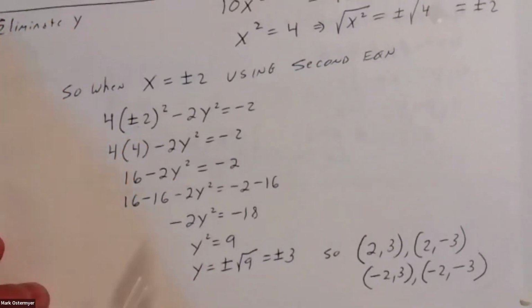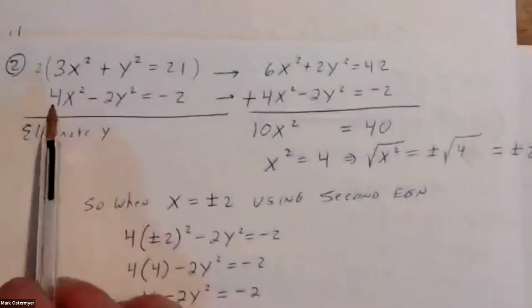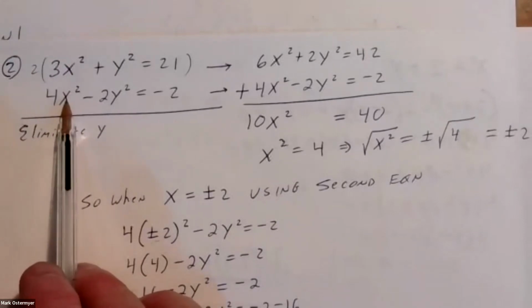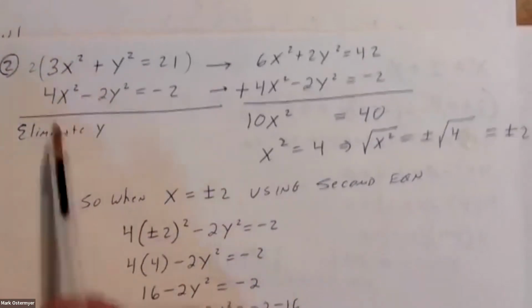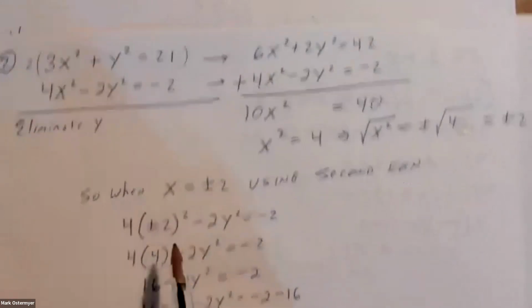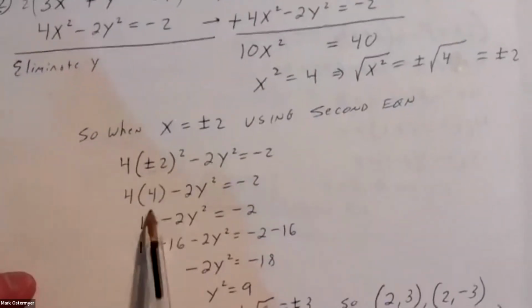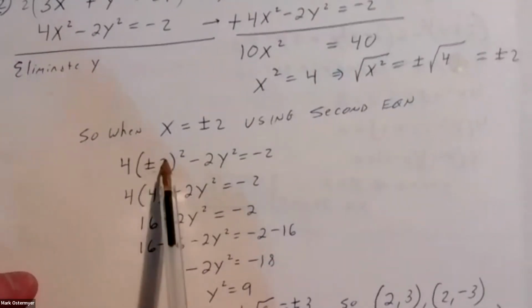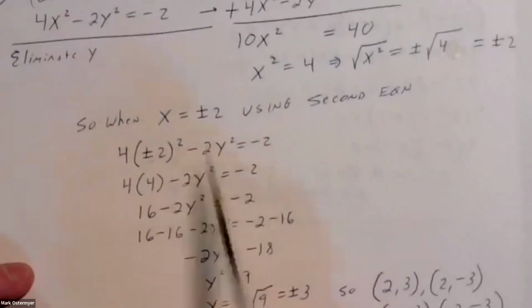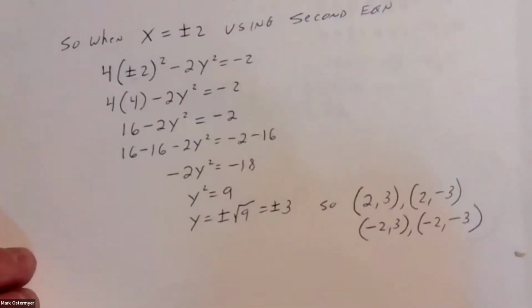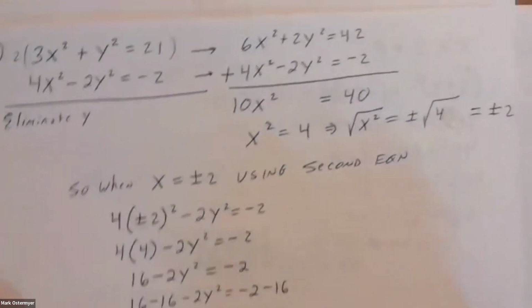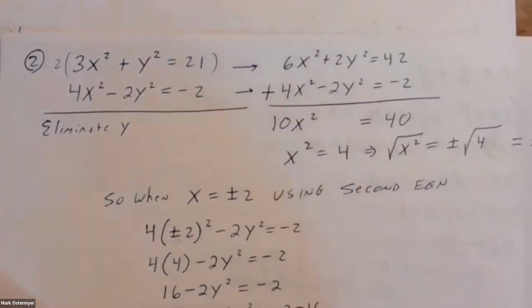Everybody understand how I could just put positive and negative 2 into the second equation for x? It doesn't matter. You can do both at once because you're squaring the results. That's why this walks out with a positive 4 either way, whether it's positive 2 in here or negative 2. That's why you can take care of all of that at once. Okay.